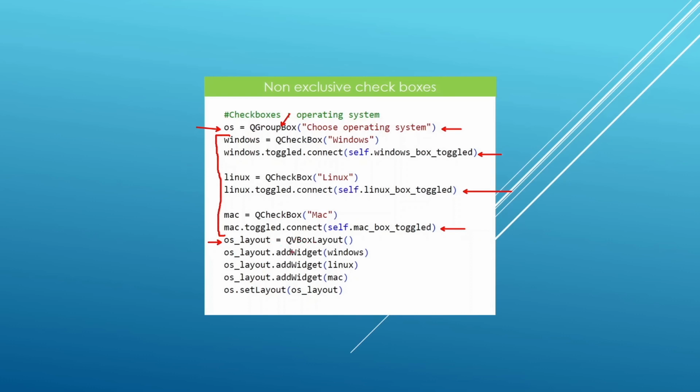So we will be adding the Windows, Linux, and Mac checkboxes to the layout. And after that, we will be applying this layout to our group box. This is what we do here. And once we do this, our group box is going to be kind of wrapping around our checkboxes and treating them as a single unit. You can move it around if you want to do that. And we will see that we can add this group box to other layouts to really have a complex user interface in our Qt applications.